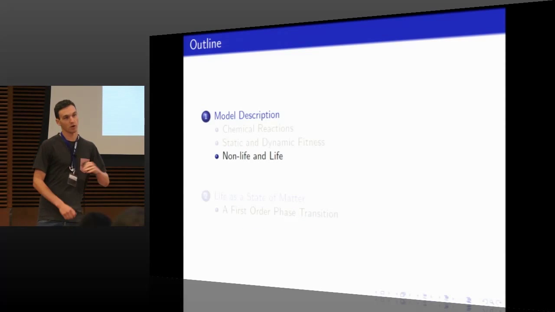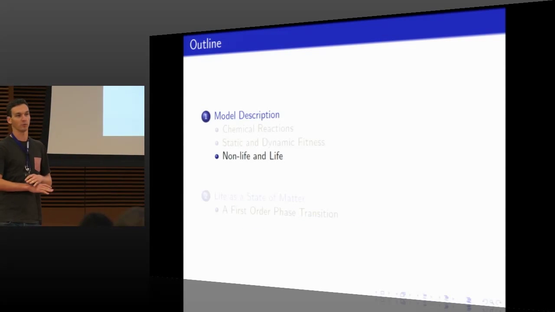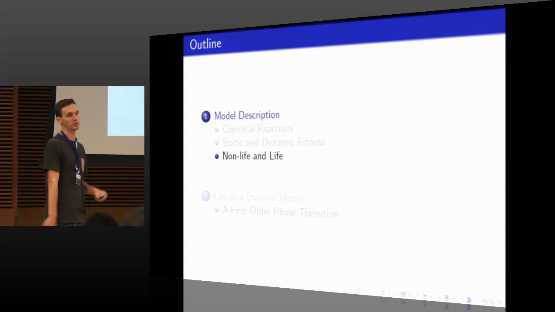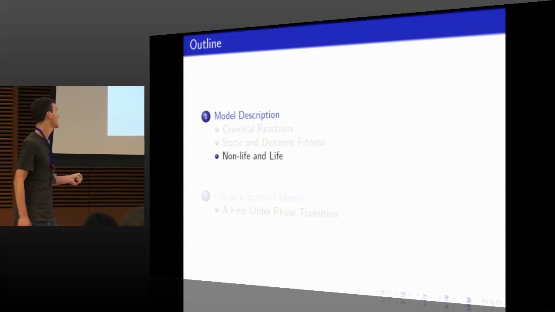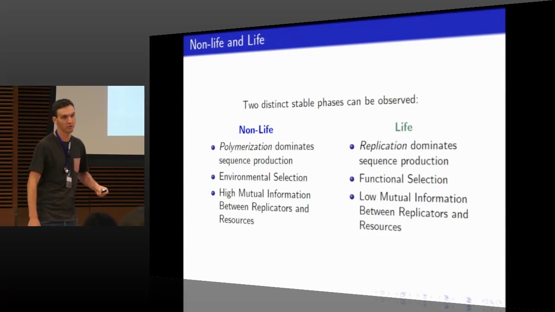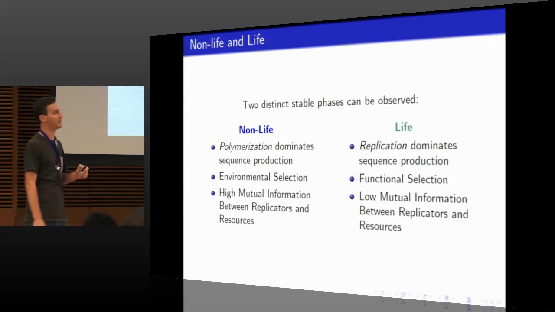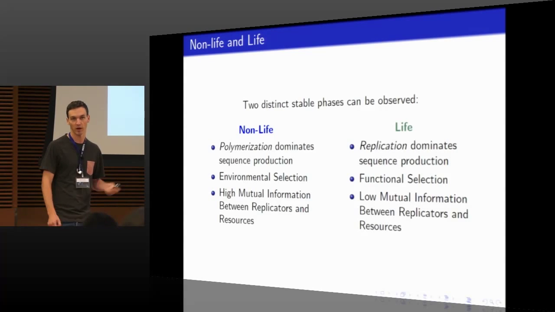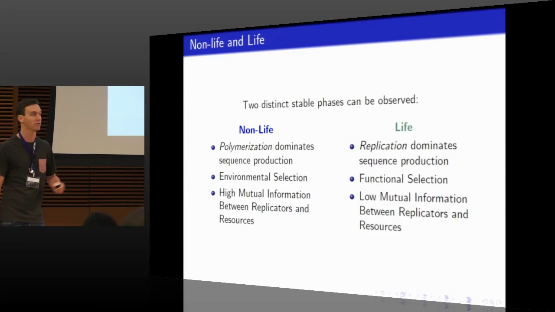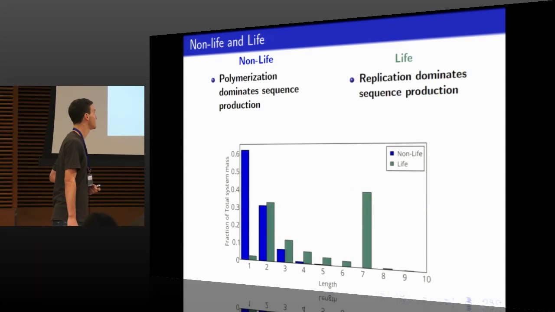All right, so we run it all together, and we get two stable equilibria that I've arbitrarily decided to call non-life and life. And they have these properties. I don't think replication defines life, as I said earlier, but it's not just replication, it's selection on functional fitness that I really think is the motivating factor behind calling it life. So I'm just going to talk about these two different phases really fast.